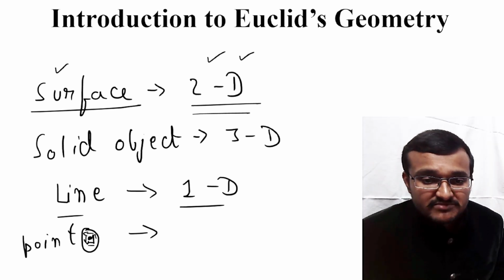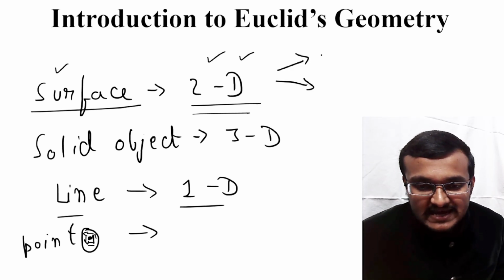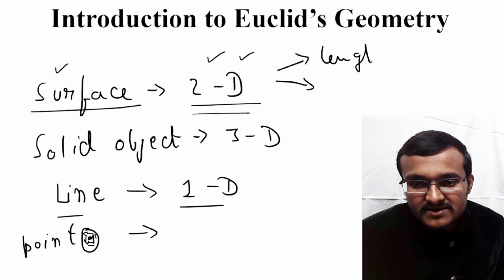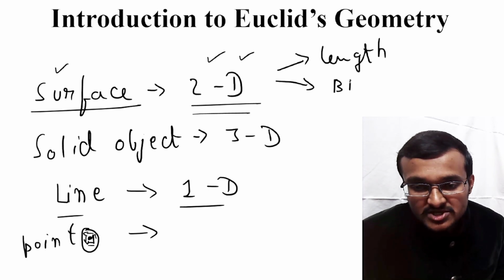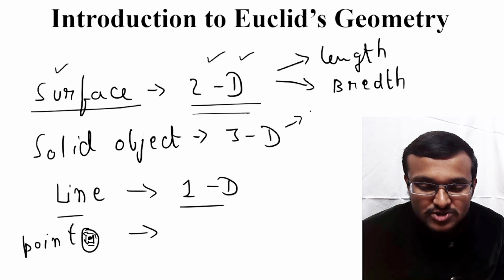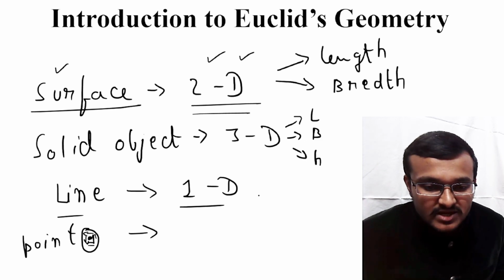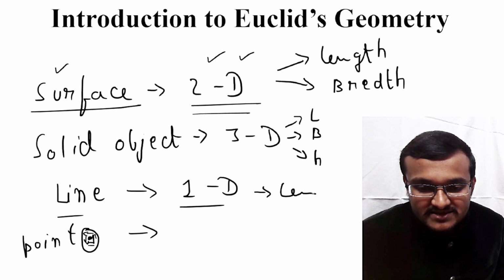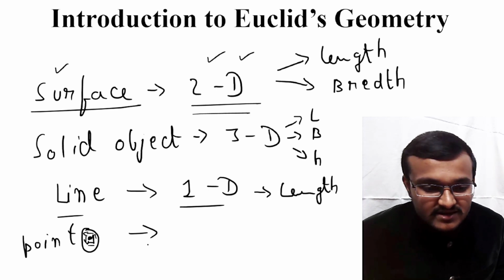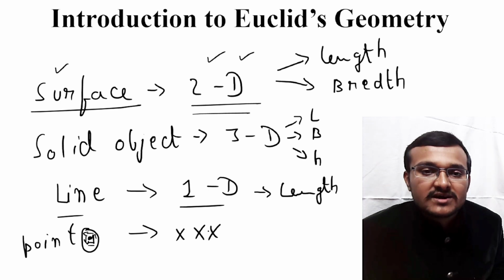One more thing you should remember here: a surface always has length and breadth. Solid objects always have length, breadth, and height. A line has only length, it doesn't have any breadth, and a point doesn't have any length, breadth, or height.